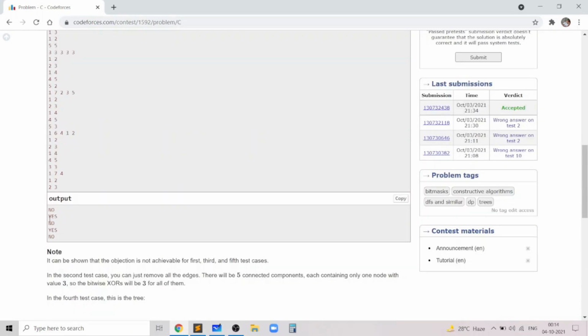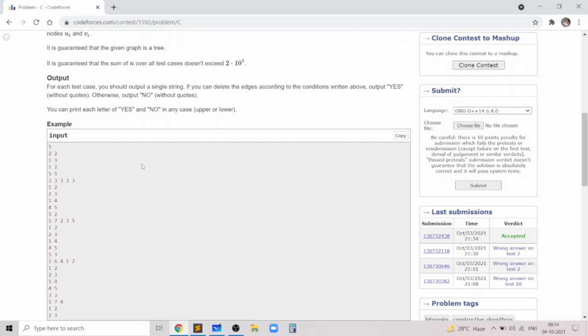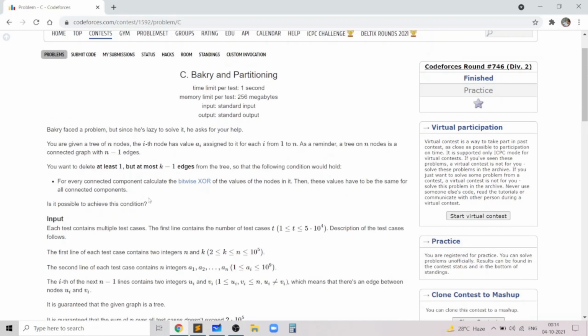For the second example, you can verify that the answer is yes because we are going to remove all the edges. So each node left will have a value 3 and the XOR of each of the nodes will be 3. So that's why all the XORs will be equal. And also you can verify that for the first, third and the last example, there's no possibility of deleting edges such that the bitwise XOR of the nodes in each connected component is equal.